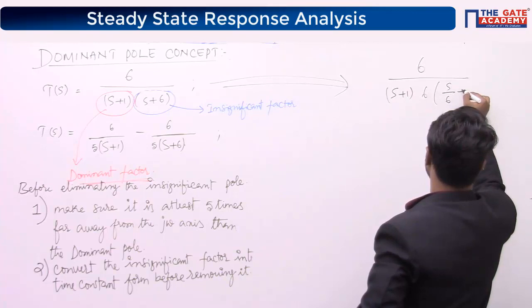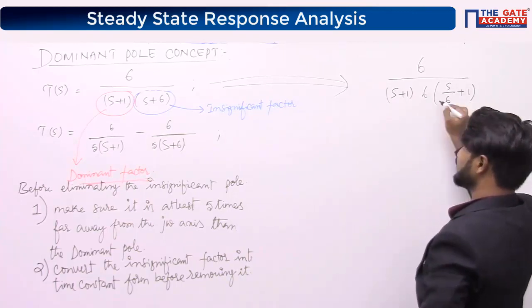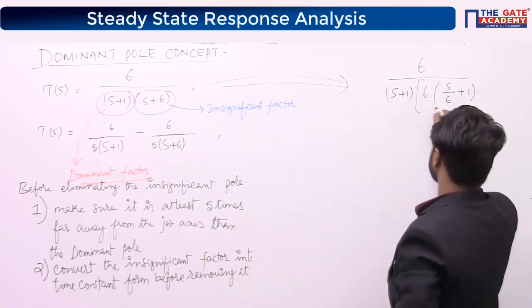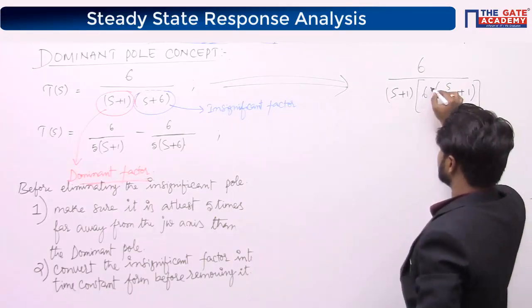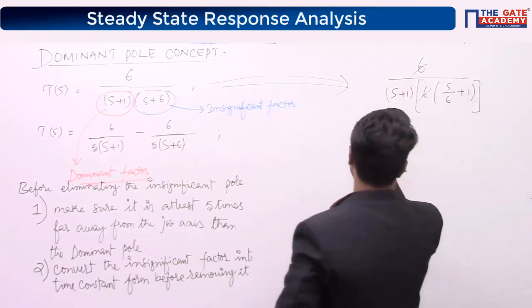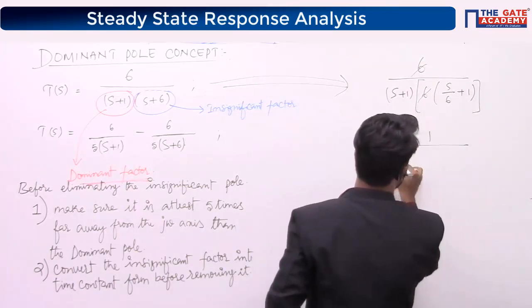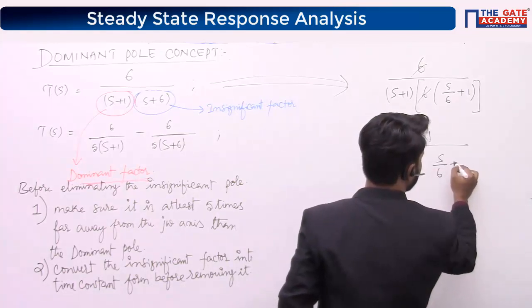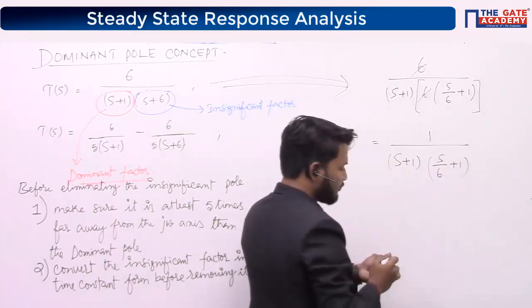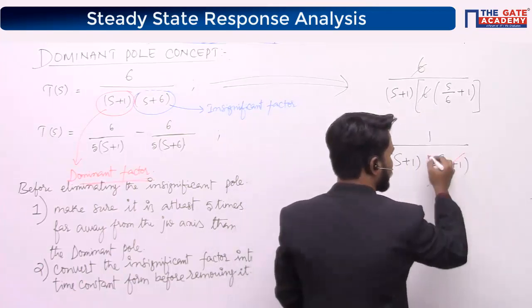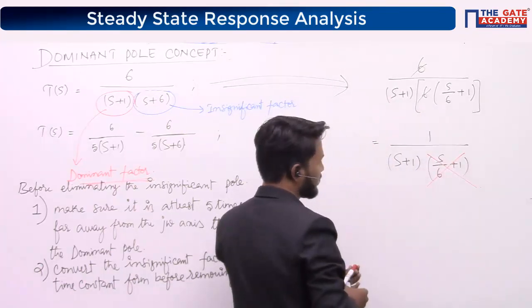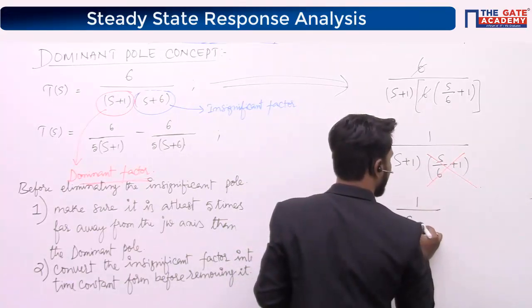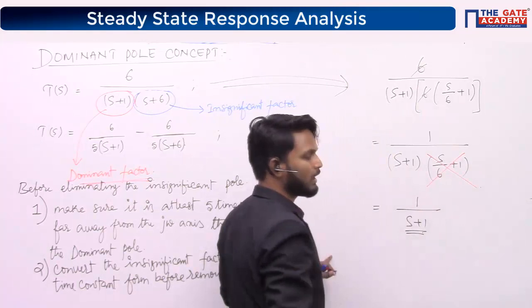6 into s by 6 plus 1, that is 1 plus sT, right? Now this is converted into time constant form. So this 6 and 6 get cancelled. What is left is 1 by s plus 1 into s by 6 plus 1. Now you can easily remove this factor. If you remove this factor, what is left is 1 by s plus 1, right?